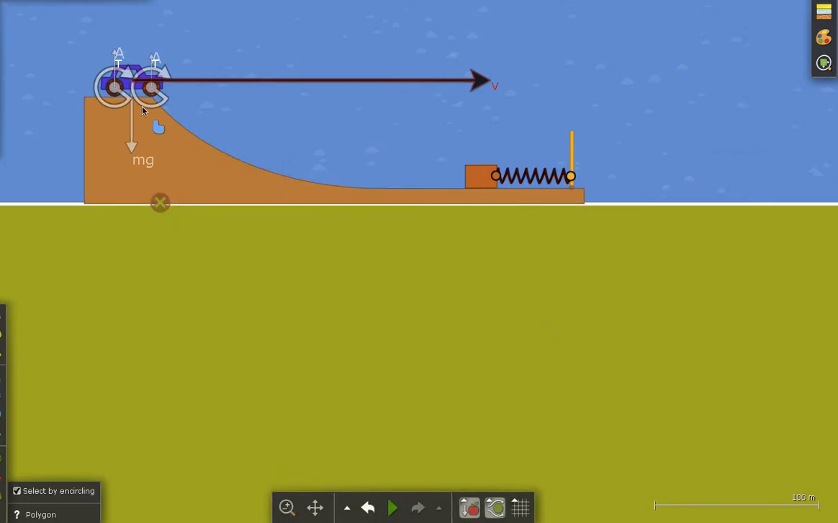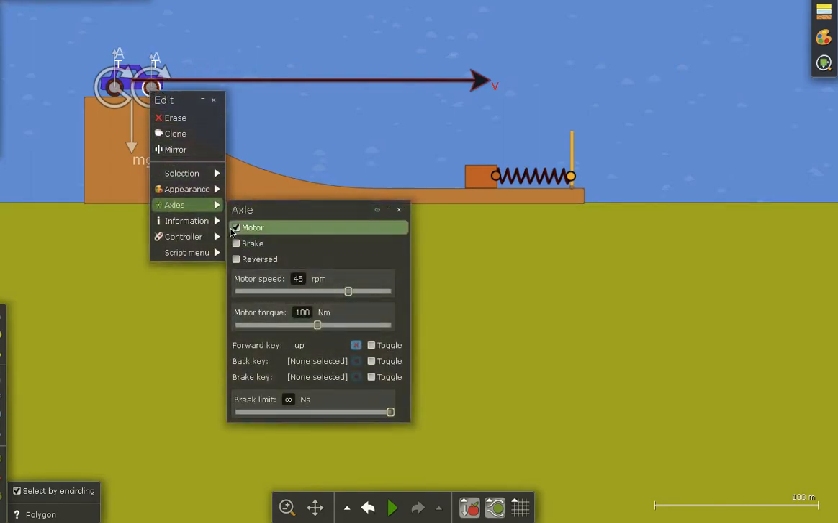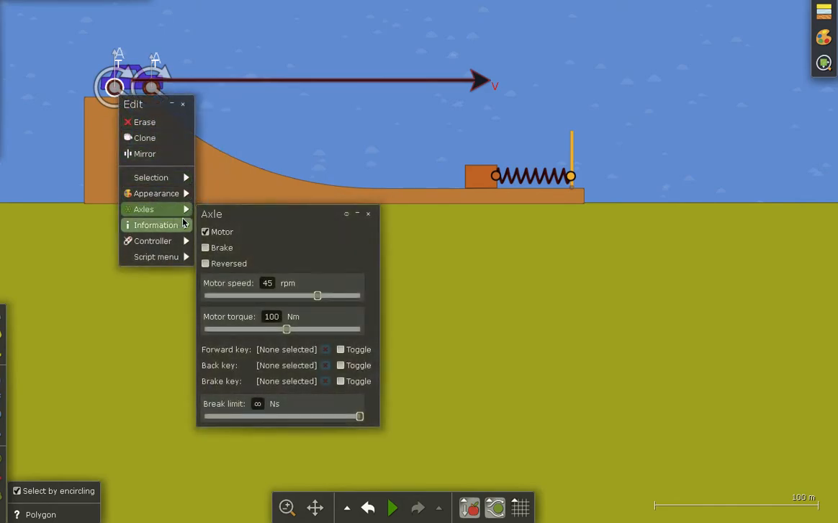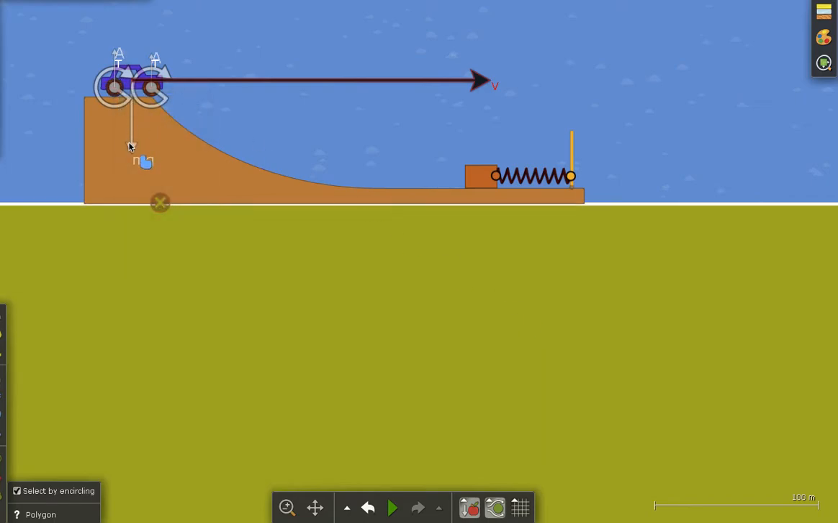Next, I have a 1,000 kilogram car that I made using the brush tool. The car has two identical wheels that both contain an axle with the front motor set at 45 RPM. So here's the motor, 45 RPM for both the front and rear axles. I've also displayed the energy and velocity vectors of the car.